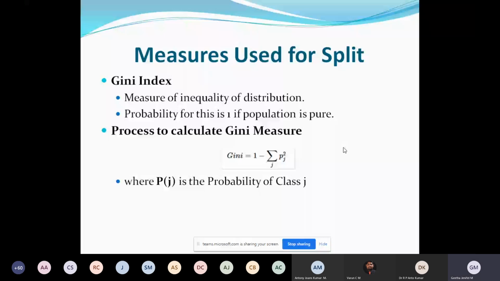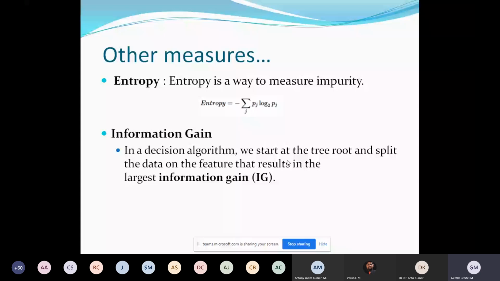The process to calculate the Gini measure is 1 minus the summation of p j squared, where p j is the probability of class j, the class being either true or false. The next measure is entropy. It is a way to measure the impurity of a node. Here, if the entropy is 0, it means the sample is completely homogeneous.